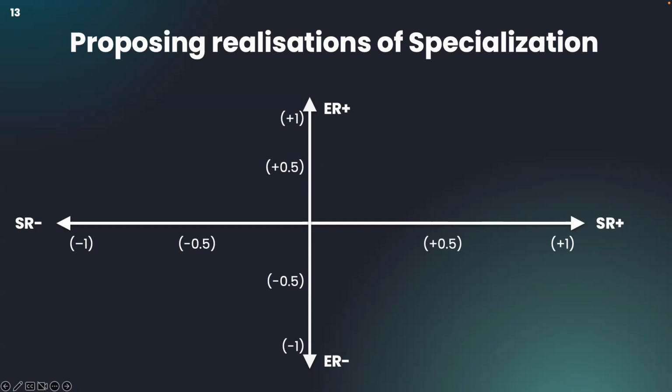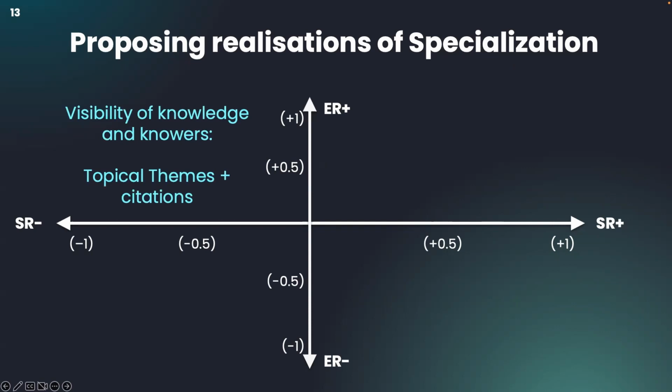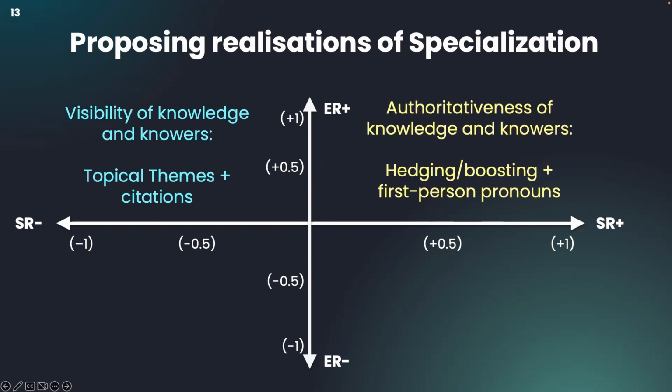So after a long search and experimentation, I settled on 4 features that expressed what I term the visibility of knowledge and knowers, and the authoritativeness of knowledge and knowers. The features describing visibility were topical themes and citations, and those for authoritativeness were hedging and boosting, and first-person pronouns. Now, these features actually have been studied in EAP for these characteristics, that is, for visibility or authoritativeness of stances, and so they have discourse correlates in EAP research.